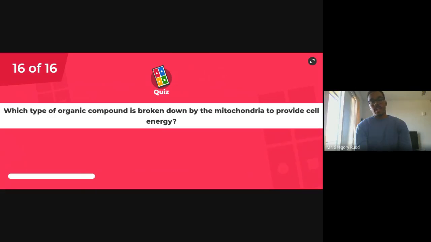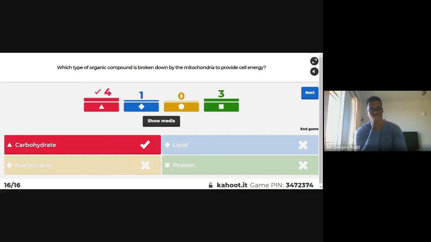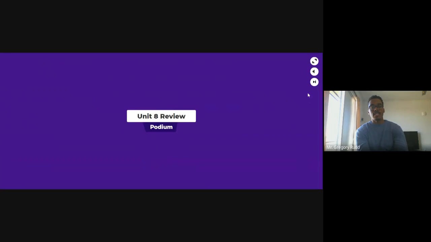Last question. Which type of organic compound is broken down by the mitochondria to provide cell energy? Good. That organic compound is called glucose. Glucose is a sugar. We know that because it ends in OSE. Sugars typically end in OSE, and sugars are carbohydrates.